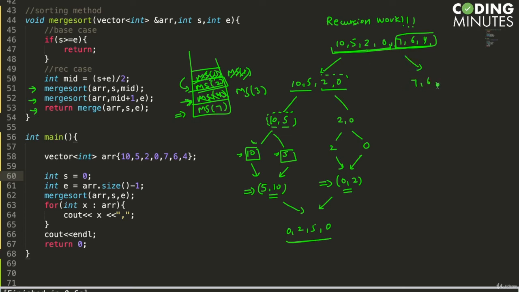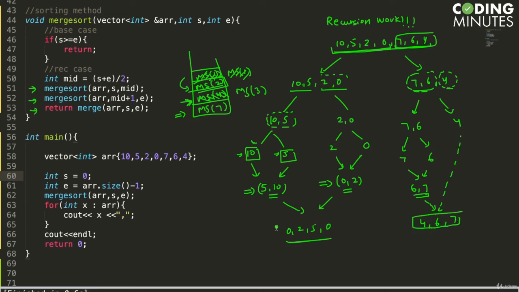So you have 7, 6, 4. You again break them into 2 parts, 7 and 6, and you have a 4 here. And then you again break them into 7 and 6, and they are merged like 6 and 7, and you know this part is now merged, the left part, and the right part is already sorted because you have one element, so this returns from the base case. And when you merge it with this part, it becomes 4, 6 and 7.